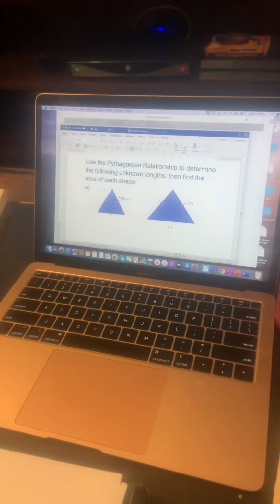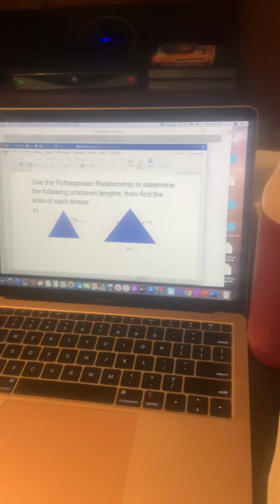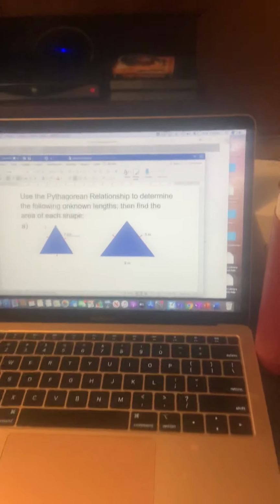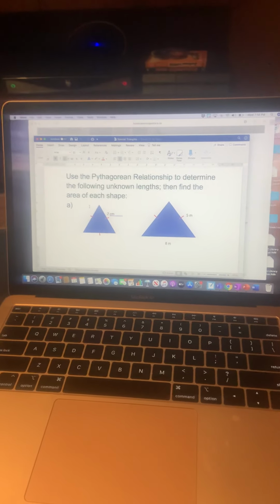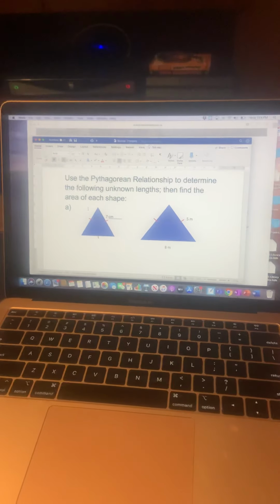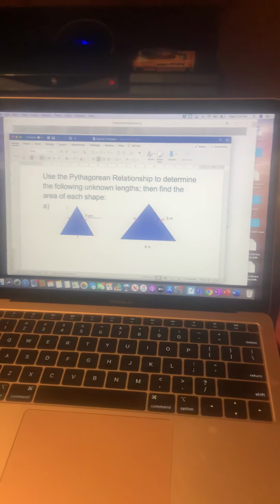We're going to go over the note that hopefully you've read by now. So I'm just going to get you to film that question there. At the bottom of the note, it says, use the Pythagorean relationship to determine the following unknown lengths. Then find the area of each shape. So I'm going to actually do these two with you and see if that helps.